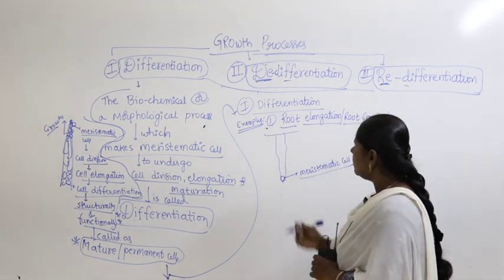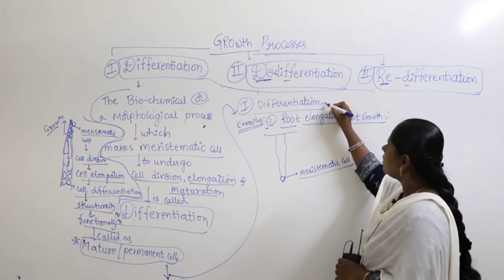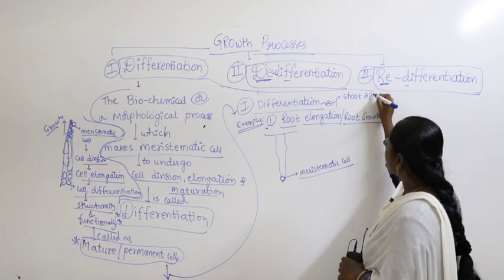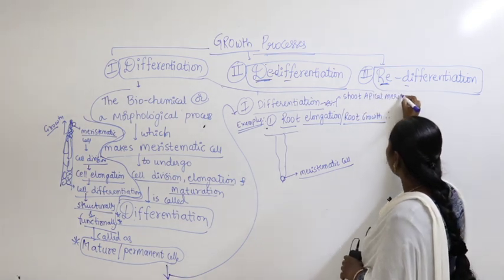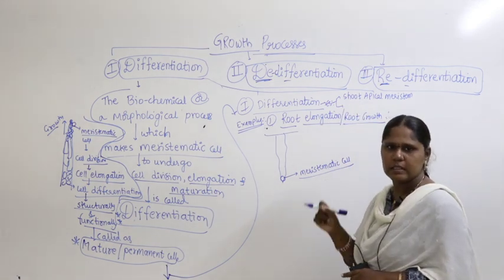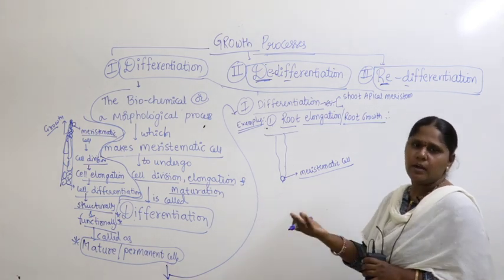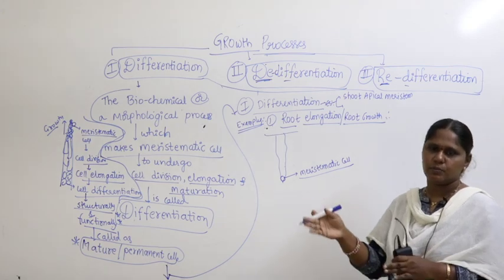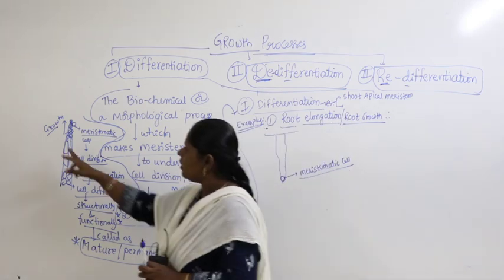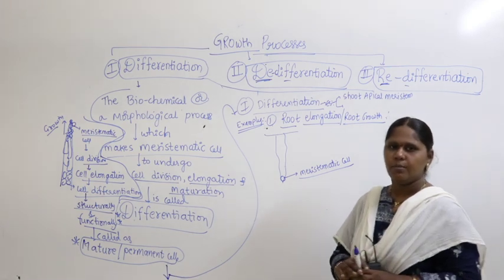Right. So here, not only root elongation, as a general example you can also talk about shoot apical meristem. Why do we write shoot apical meristem? The tip of the shoot contains meristematic cells, they undergo cell division, they elongate in size and finally they get differentiated. That is what we studied a number of times in earlier classes to define the phenomenon called growth.